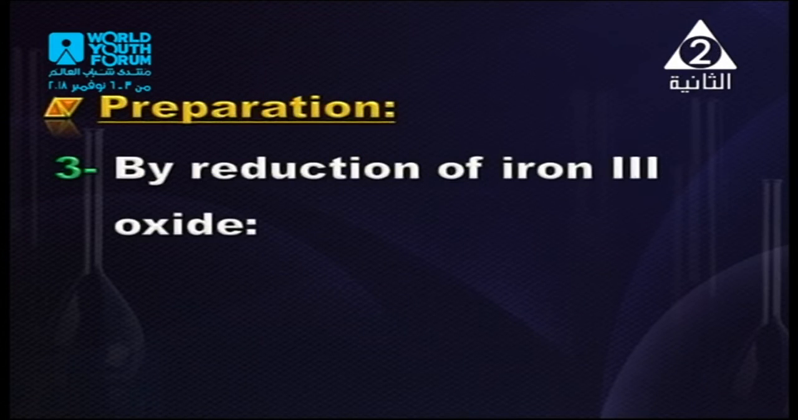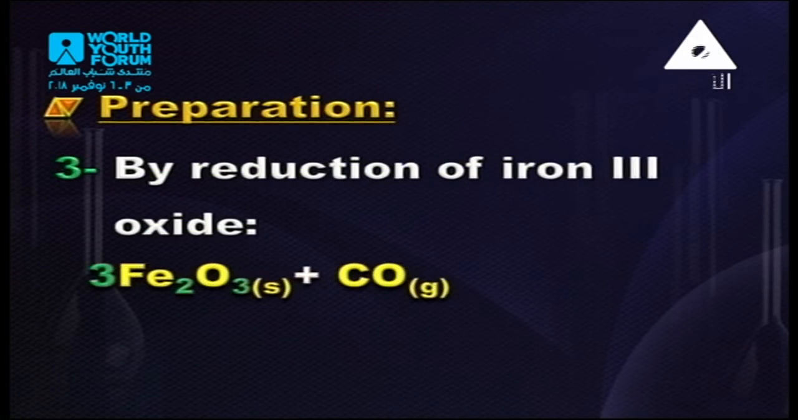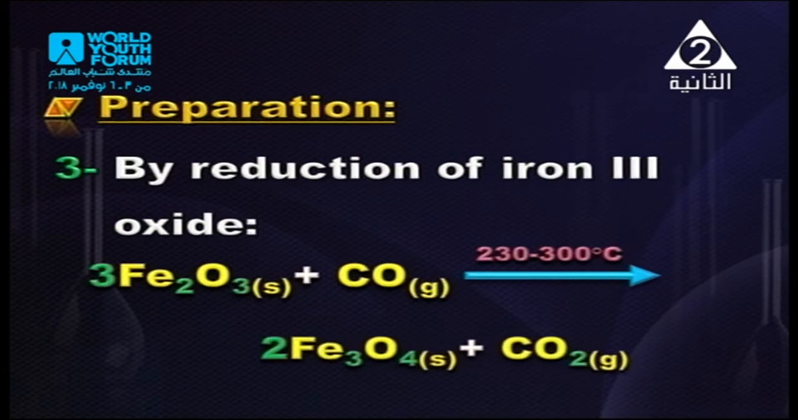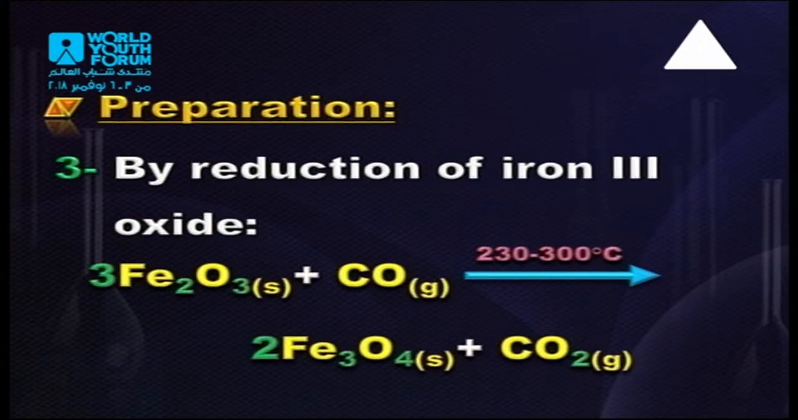Another way for preparation is by reduction of iron 3 oxide. Fe2O3 plus carbon monoxide or hydrogen gas, from 230 degrees to 300 degrees Celsius, gives magnetic iron oxide and carbon dioxide gas.